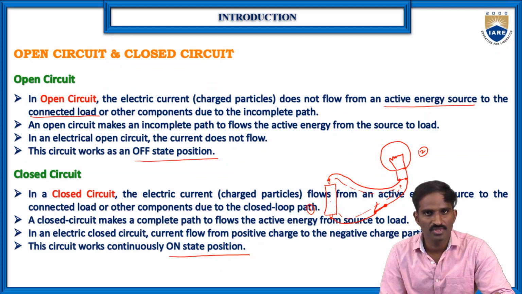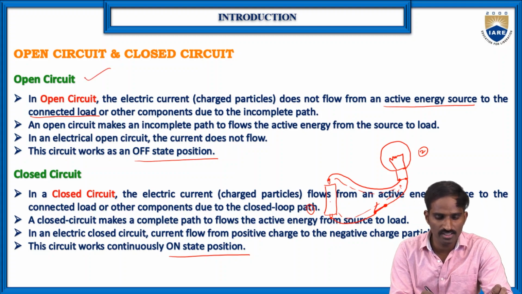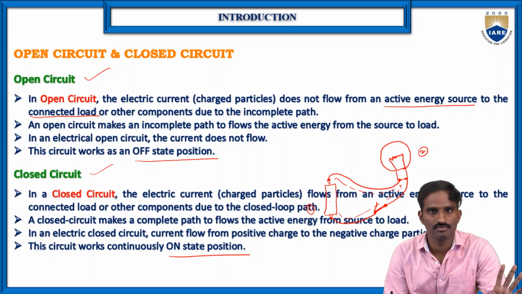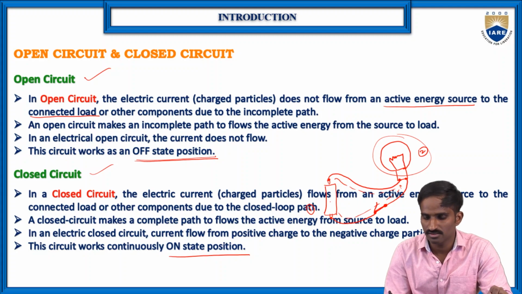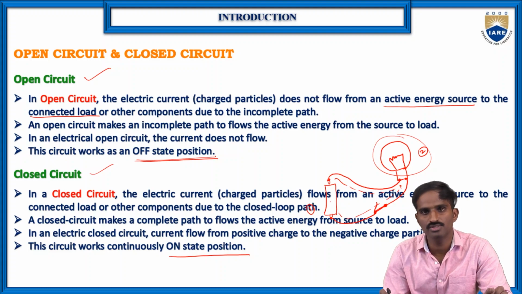In our home, turning the switch on and off is nothing but making an open circuit and a closed circuit. If you turn off the switch, you are making an open circuit so that the current does not flow. Which means it is in the off position, and the bulb will not glow because you are breaking the connection between the energy source and the load. The energy source is the battery here, and the load is the bulb.